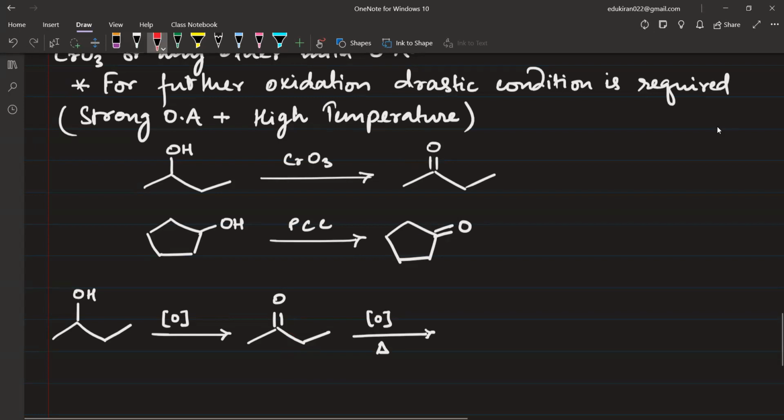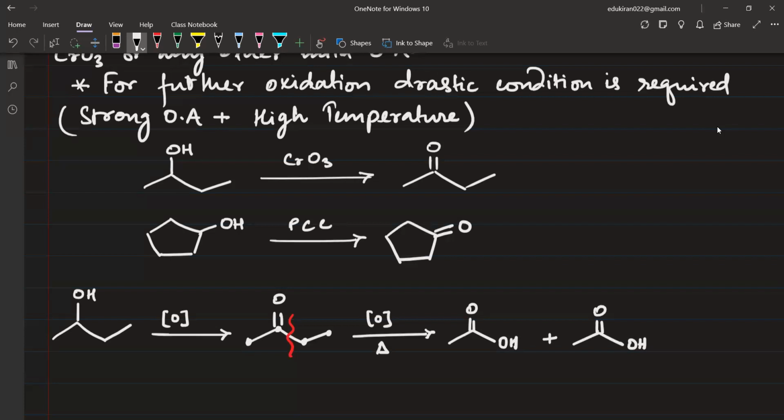Okay, so if I break like this, so here I'm getting how many carbons? 1 carbon and 2 carbons. So there will be a carboxylic acid of 2 carbon atoms like this. And here also I have 2 carbon atoms. So I will get another carboxylic acid of 2 carbon atoms. Okay, so CC bond breaks when we use what? When we use strong oxidizing agent and carboxylic acid is formed.